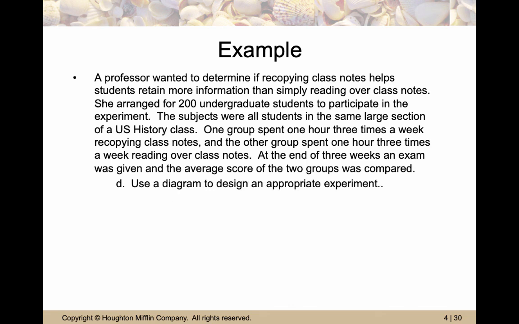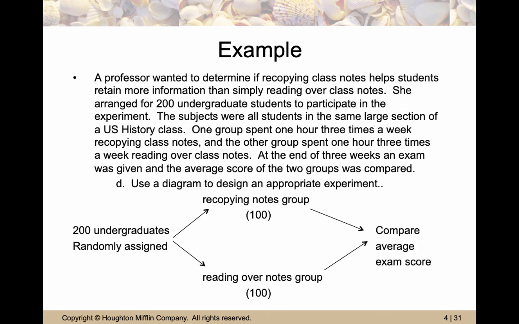Okay, so let's show the experiment in a diagram. You always want to put how many volunteers you have and a little descriptor. So we've got 200 undergraduates, and they're randomly assigned to one of two groups. One group recopies notes, and there are 100 of those students. The other 100 students read over notes, and then at the end we compare. That's really important. You have to have the compare there, the average exam score.